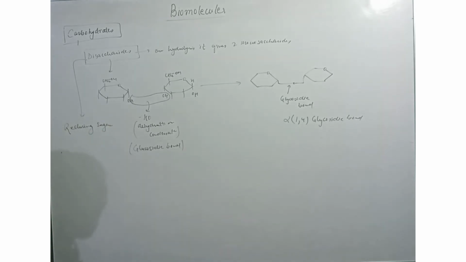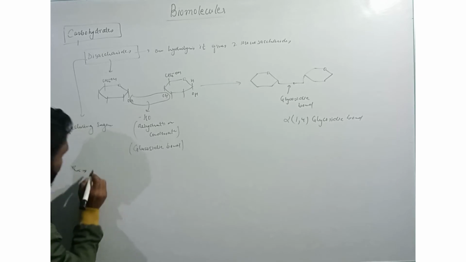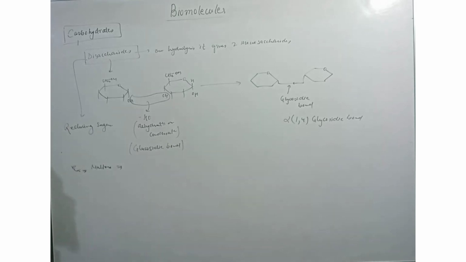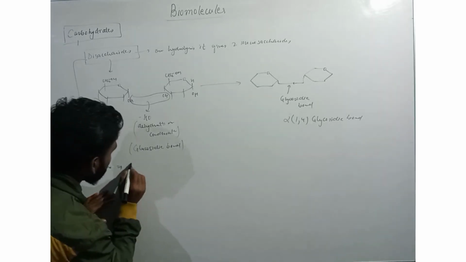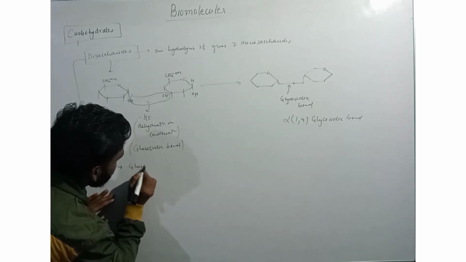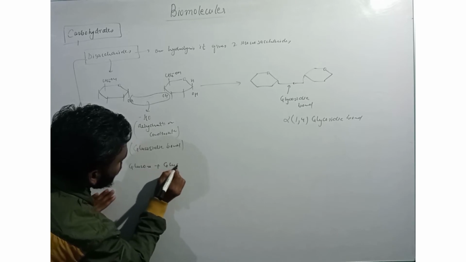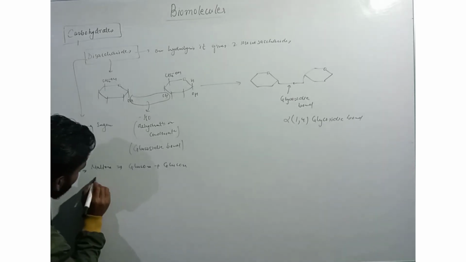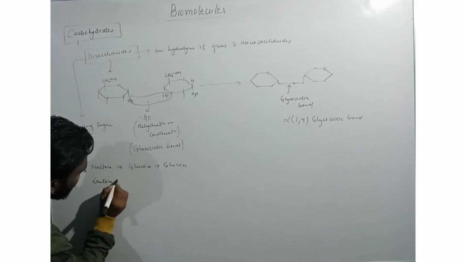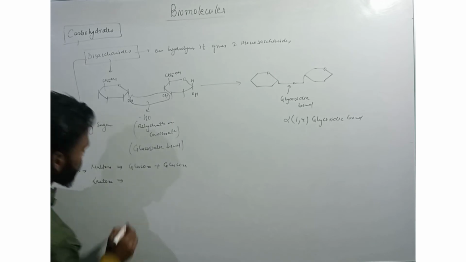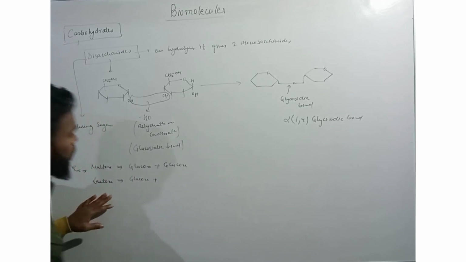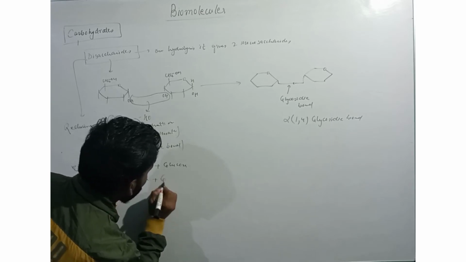For example, we're talking about maltose. When we hydrolyze maltose, it breaks into 2 units of glucose. In the same fashion, lactose on hydrolysis gives glucose plus galactose.